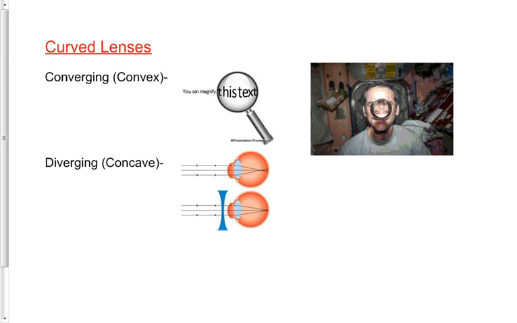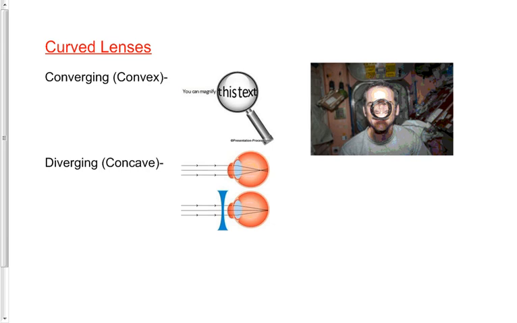What you're going to see today is going to remind you a lot of something we did last week when we did curved mirror ray diagrams. These diagrams are going to be a little bit easier, but there's going to be a lot of similarities between the two. There are, first of all, two types of curved lenses, just as there are two types of curved mirrors. We've got converging and we've got diverging.